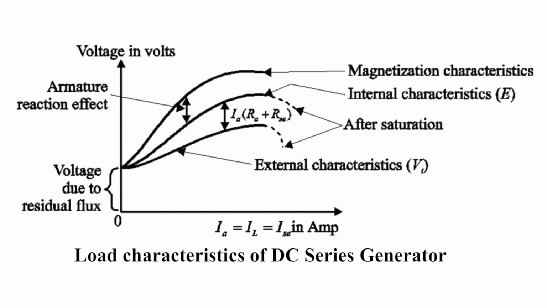In practice, when there is no load, that is the load current IL is equal to 0, then there exists a certain induced EMF due to residual flux retained by the field winding. Hence, for zero load current, there is a voltage present and the internal and external characteristics do not pass through the origin as shown.